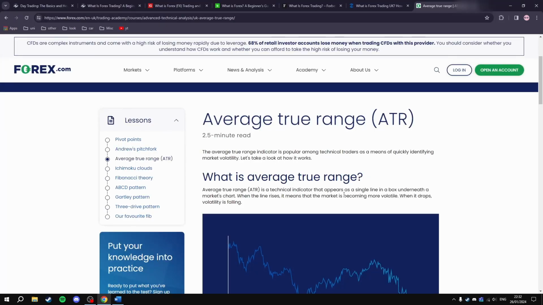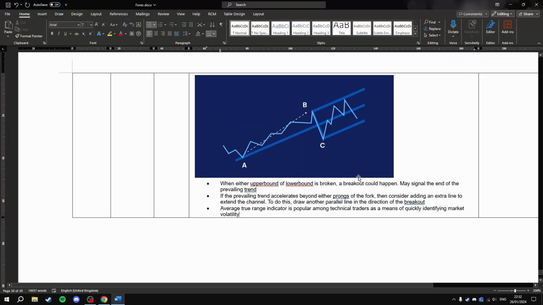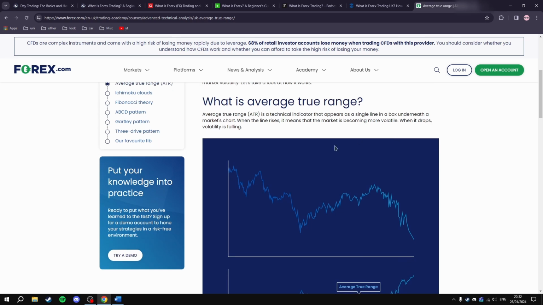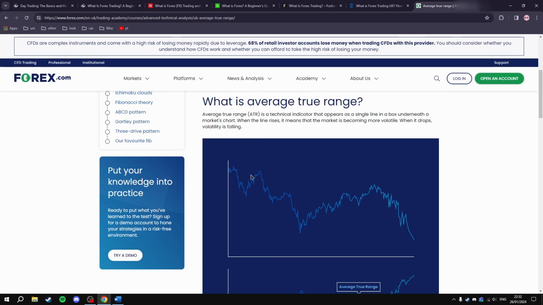What is average true range? Average true range is a technical indicator that appears as a single line in a box beneath a market's chart.